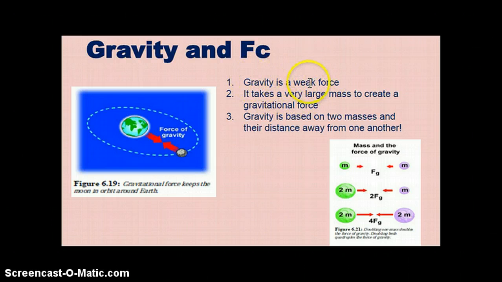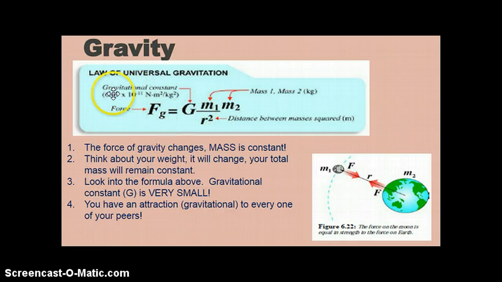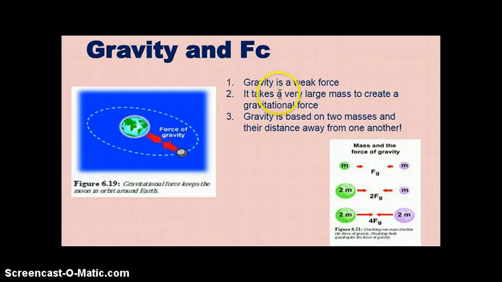So as I look for centripetal force and gravity, how does it relate? Well, gravity is a very weak force. It takes this tiny number, G, which is 6.67 times 10 to the negative 11th power. It takes a very large mass to create a gravitational force. Gravity is based on two masses and their distance away from one another. Any two masses have a force of gravity between them. If I double the mass, I have twice the force. If I double both of them, I have 4 times the force of gravity.